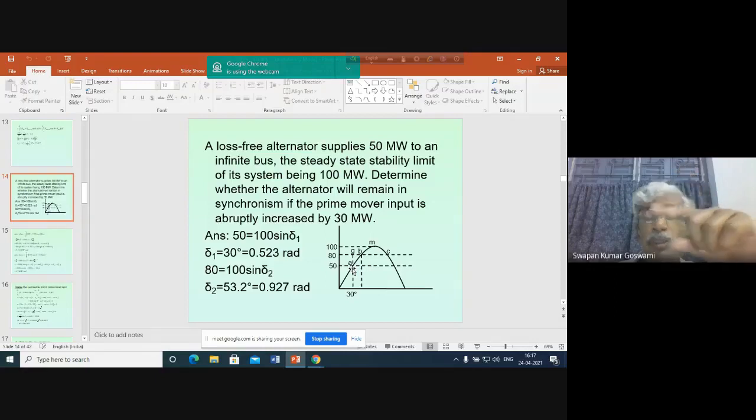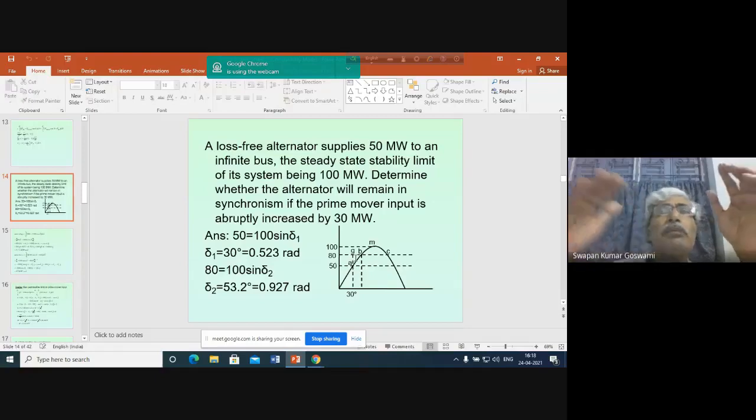Because if you want to extract more power from the generator, or if the generator has to deliver more power, its power angle must increase. Okay, P = EF Vt by X sine delta. If delta increases, then only the power output will increase. But power output cannot increase immediately. Why? Because delta cannot increase immediately. Why? Because for increasing the value of delta, the speed of the generator has to be increased. So generator speed will increase and then gradually delta will increase.